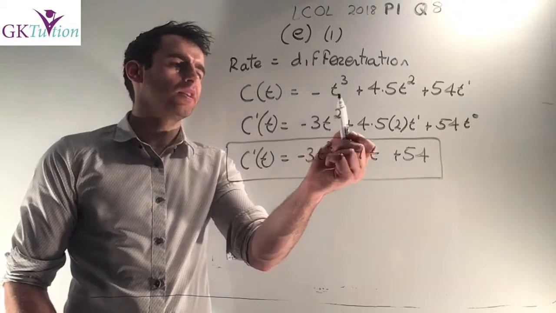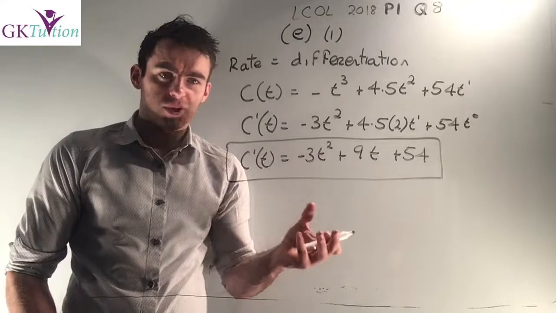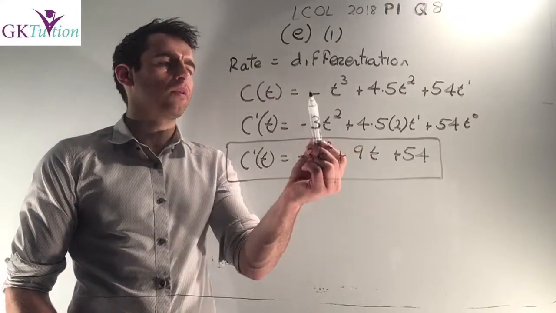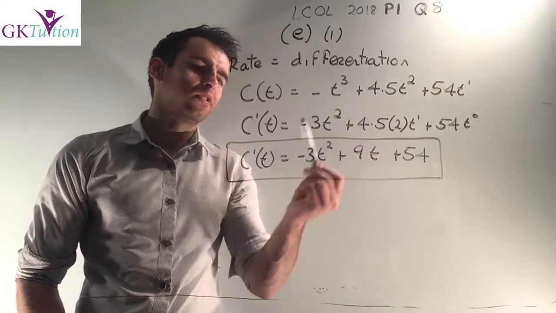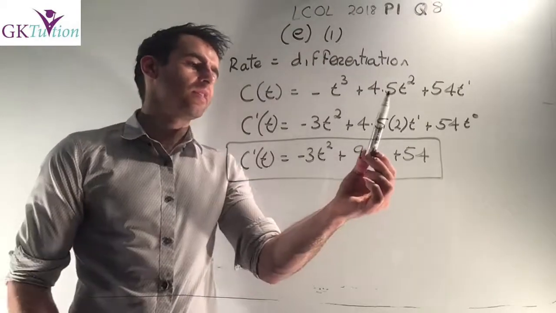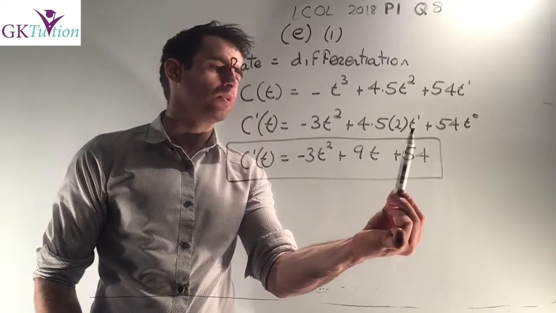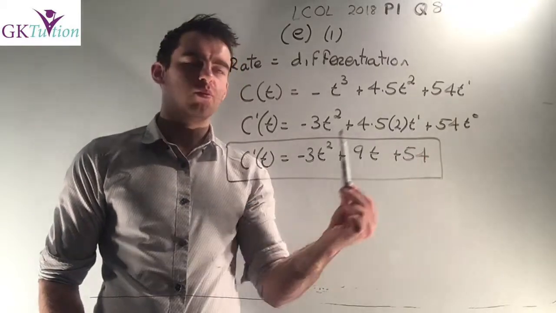Your function is minus t cubed plus 4.5 t squared plus 54t. They just want you to get the derivative. So to get the derivative of this, I just bring the power in front, so it becomes minus 3, and then I decrease the power by 1. 3 minus 1 gives me 2. In this case, I have a 4.5 at the start, then I bring the power in front, so it's 2 times t, and the power decreases by 1. 2 minus 1 gives me 1.